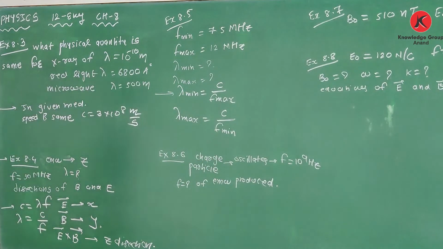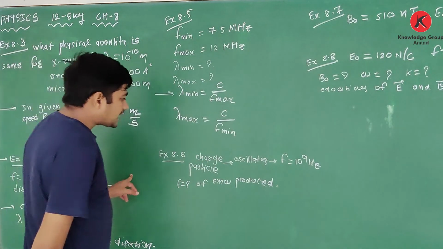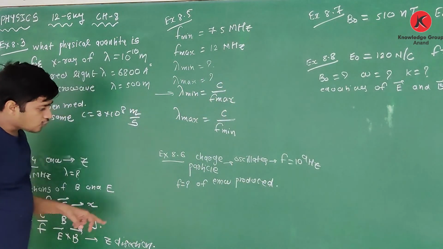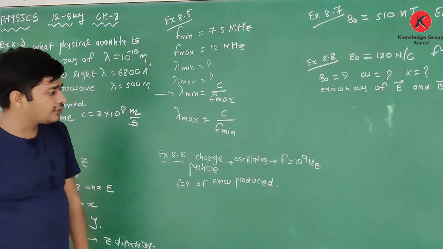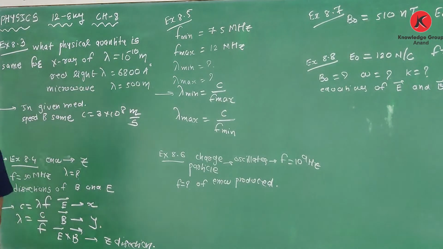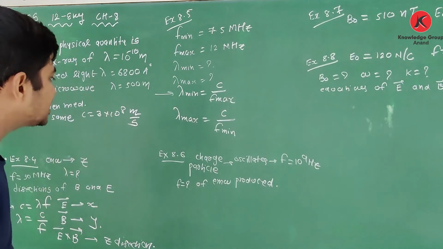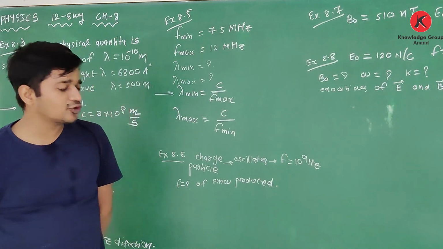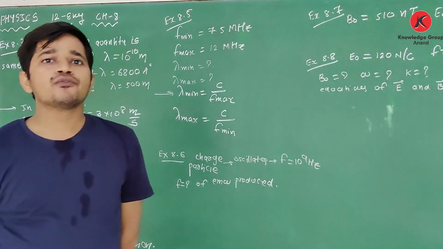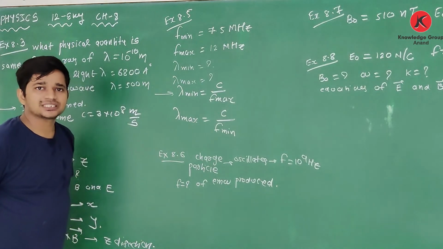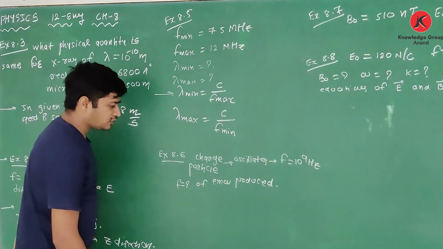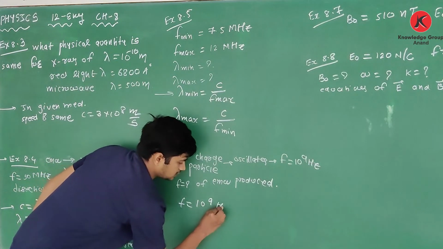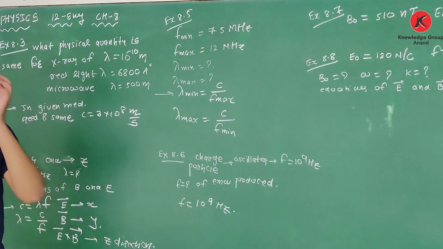Okay. Next one. A charge particle oscillates with frequency f equal to 10 raised to 9 hertz. What is the frequency of electromagnetic waves produced? You have to remember one statement: the frequency of oscillation of the charge particle is equal to the frequency of electromagnetic waves produced. Frequency of source is equal to frequency of electromagnetic waves. So yes, frequency is 10 raised to 9 hertz. Simple.